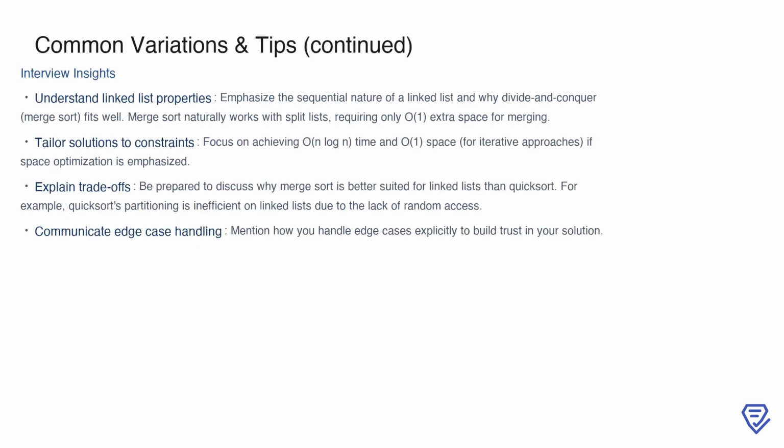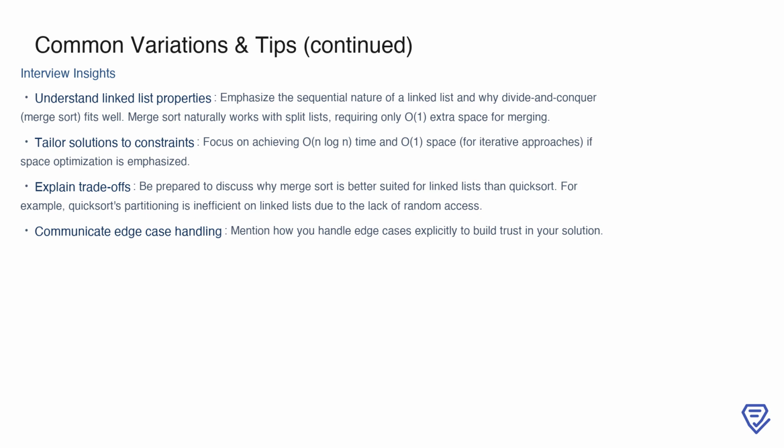Now, let's consider insights that can help you succeed in an interview setting. First, it's important to understand the properties of linked lists. The sequential nature of a linked list makes divide and conquer strategies, like merge_sort, a natural fit. Merge_sort works particularly well because splitting the list into halves and merging requires only O(1) extra space. Next, tailor your solutions to the constraints given in the problem. If space optimization is emphasized, focus on achieving O(n log n) time with O(1) space, which might lead you toward an iterative approach. It's also crucial to explain trade-offs.